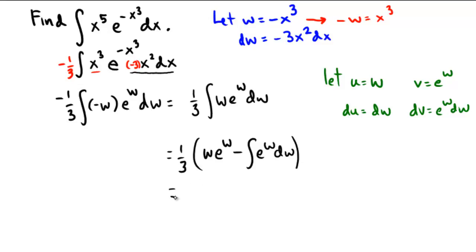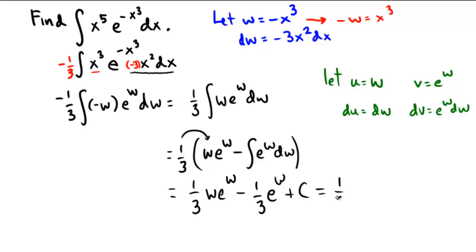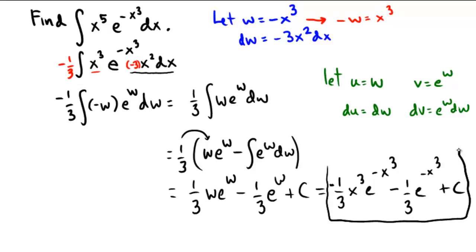So what do we have now? After distributing here we would have a 1/3 w e to the w minus 1/3 antiderivative of e to the w is just e to the w plus C. So as our final answer, we're going to now substitute back our w, which was a negative x cubed from the beginning. So we have 1/3 negative x cubed e to the negative x cubed minus 1/3 e to the negative x cubed plus a constant. And that should be your final answer.